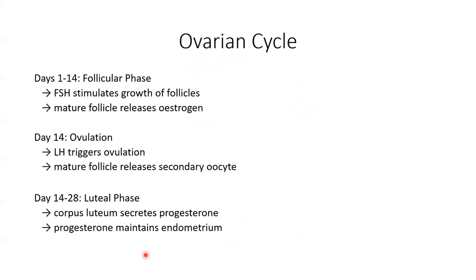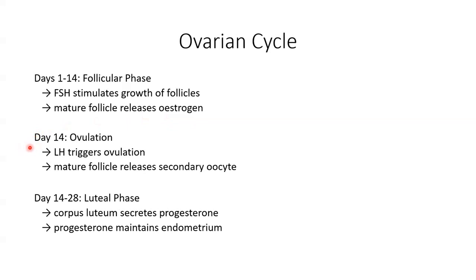So recapping the ovarian cycle, what is happening in the ovaries? Days 1 to 14 are the follicular phase, and this is when our follicles are developing. Follicle stimulating hormone stimulates the growth of our follicles. We then have our mature follicle secreting estrogen. This helps prepare the lining of the uterus for implantation.